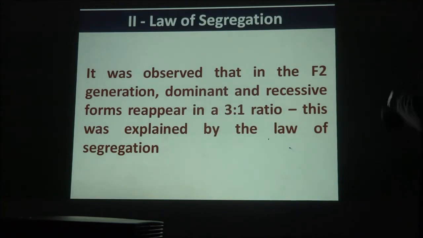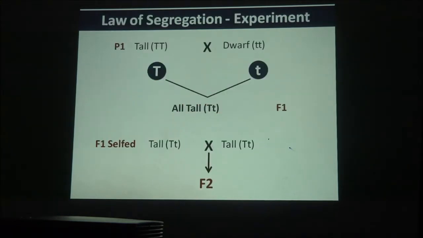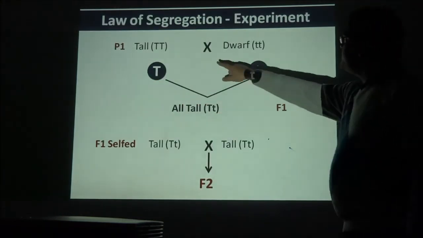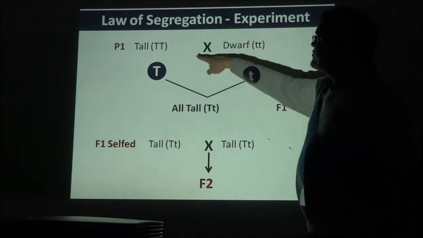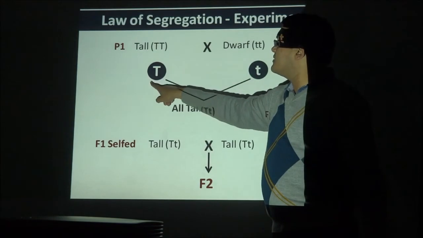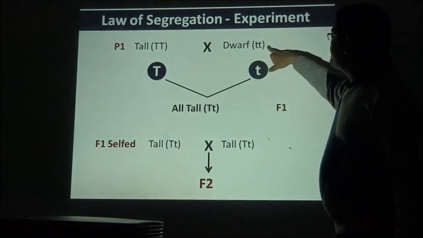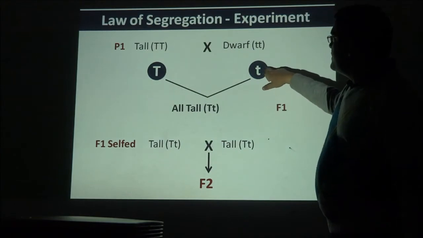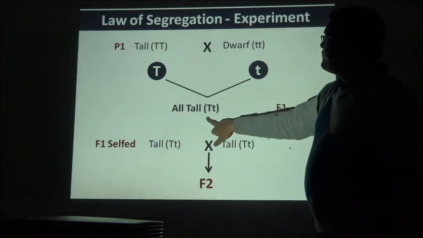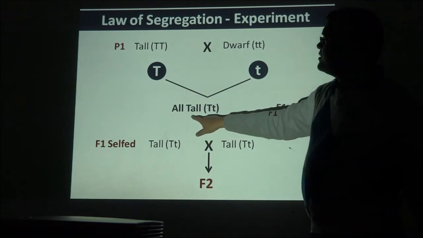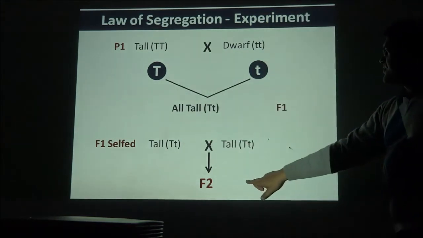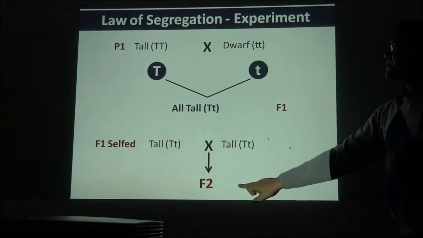Then he gave a second law based on this monohybrid cross itself. As mentioned earlier, it was observed that in the F2 generation, dominant and recessive forms reappear in the ratio of 3:1, and this is explained by the law of segregation. Here is a tall plant and this is a dwarf plant. This one forms only one type of gamete, which carries a capital T allele, and this forms only one type of gamete which carries a small t allele. During fertilization they come together forming the F1 heterozygote, a heterozygous individual with the tall phenotype. And then this is selfed to get the F2 generation, where they segregate into a 3:1 ratio.